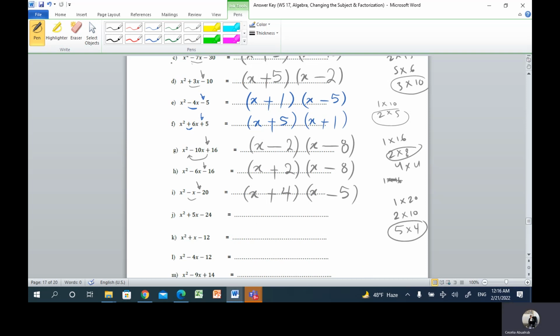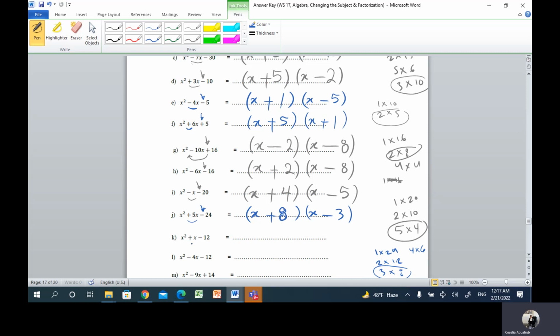Let's go to the next one. So x squared plus 5x minus 24, open two brackets. This is a minus, so the first one will take the addition, the second one will take the subtraction. X squared, it's x, and the 24, it's 1 times 24, 2 times 12, 3 times 8, and 4 times 6, right? Okay, the middle term is 5. 3 and 8, the difference between them is 5. The middle term is positive, so the 3 is going to be here and the 8 will go to the positive side.